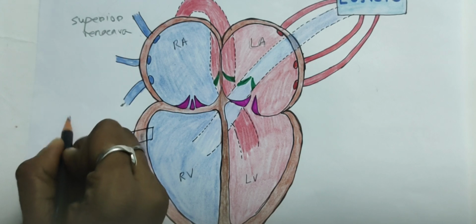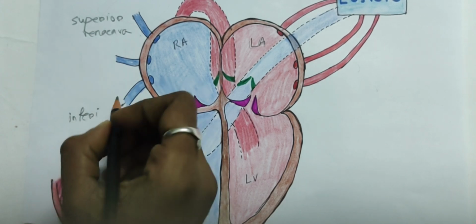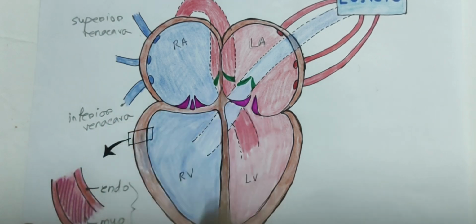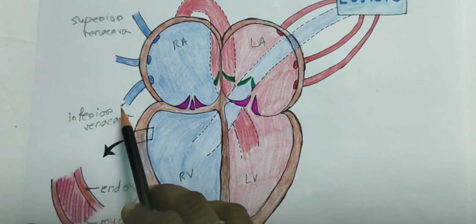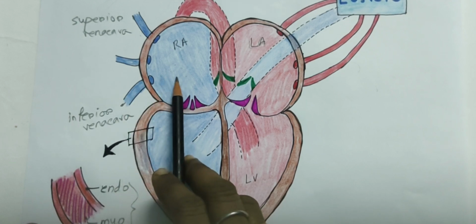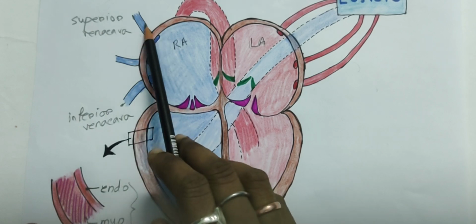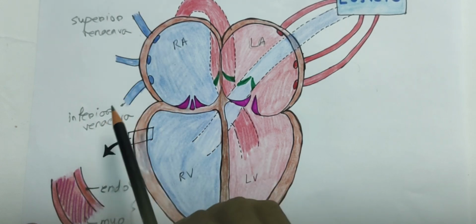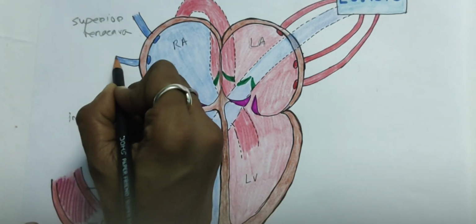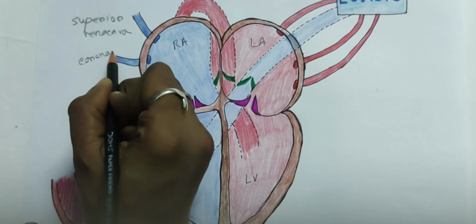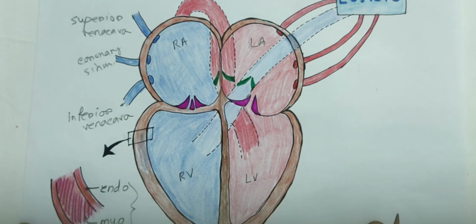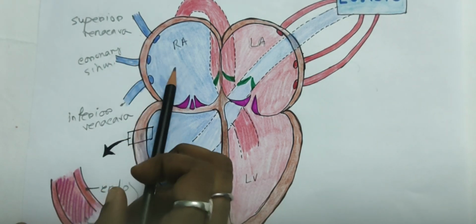This is the inferior vena cava. It collects the deoxygenated blood from the lower part of the body and pours it into the right auricle. The superior vena cava collects blood from the upper part of the body, and the inferior vena cava collects deoxygenated blood from the lower part of the body. And this one is the coronary sinus, which collects deoxygenated blood of the heart and pours it into the chamber of the heart.